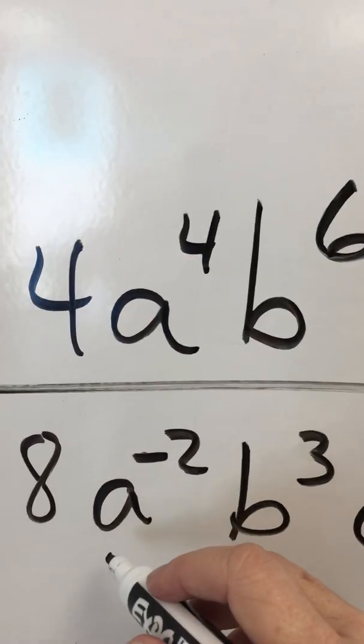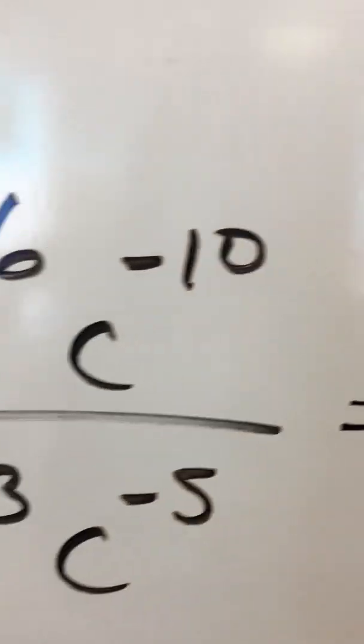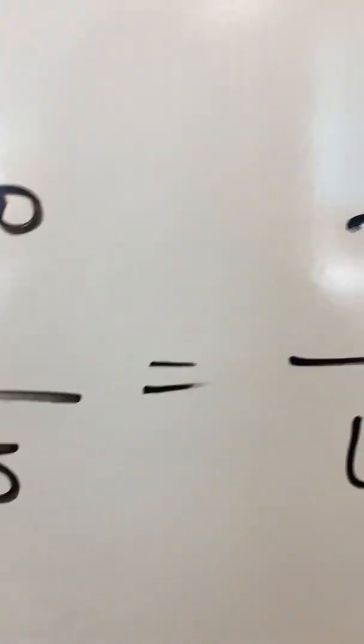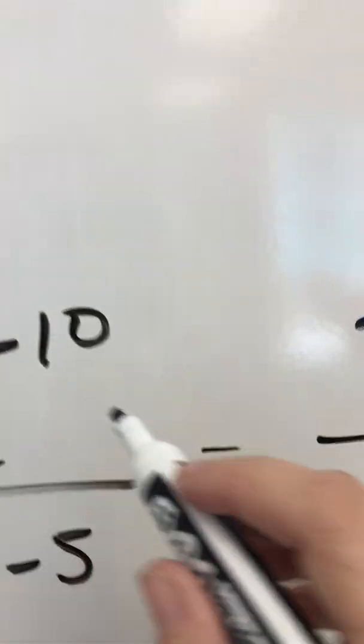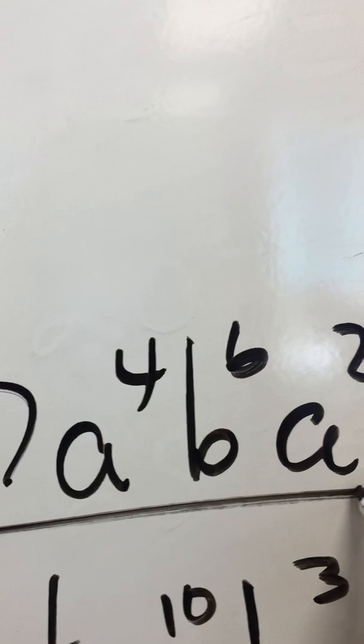Now on the bottom, this a negative 2 needs to go to the top. So this is a squared on top. And then I still have b3 stays on bottom. And my c negative 5 goes on top. So this is c to the 5th on top now.